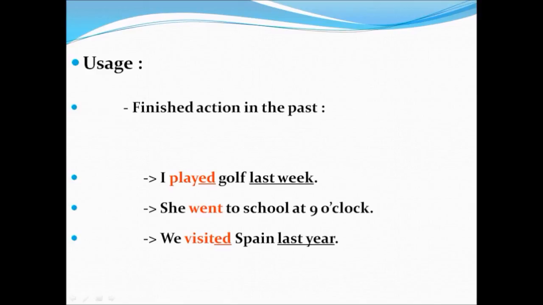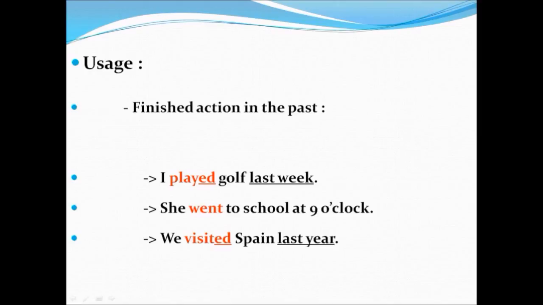We have two types of verbs. The first type is regular verbs like play and visit, so we just have to add an ed. The second type is called irregular verbs. So there are verbs where you either change one letter to make the past form, or you change the whole word. Like in the second example, went. Went is the past form of the verb to go.